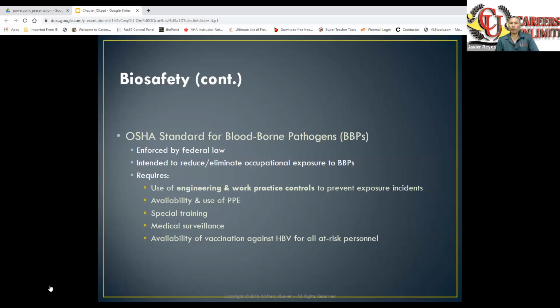We cannot work without gloves. Okay, it's very important. So OSHA mandates that they provide gloves. That's one of the requirements. If a person develops a specific type of infection, well, that facility has to provide for us all the equipment necessary. Okay, so OSHA has developed a standard for bloodborne pathogens. It is an enforceable law, meaning that if the company violates it, they will be fined for every incident. Okay, the law is intended to reduce or eliminate occupational exposure to bloodborne pathogens.